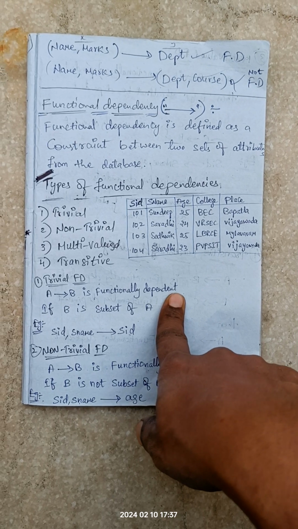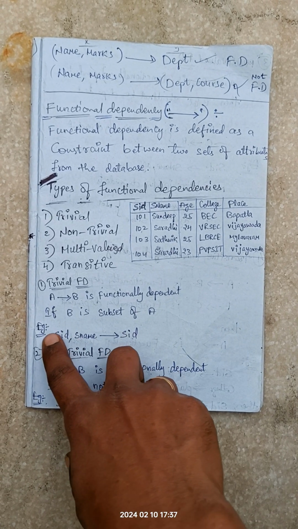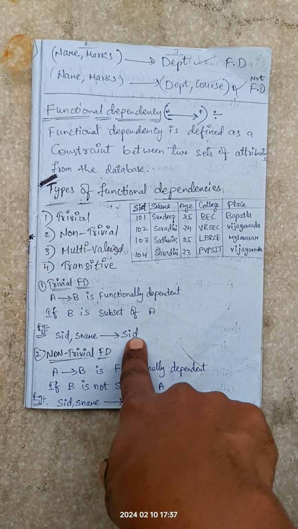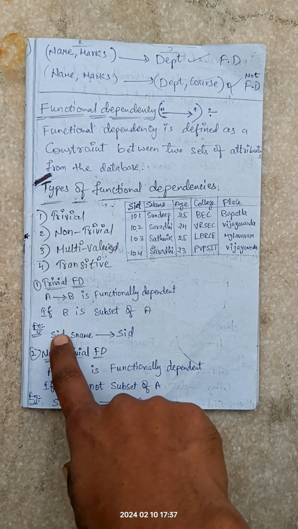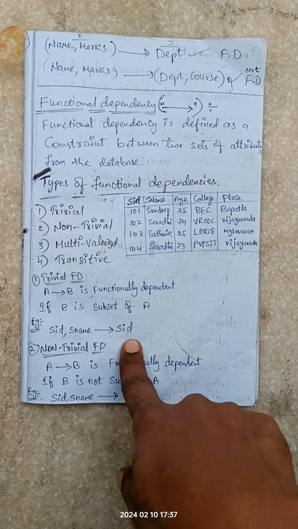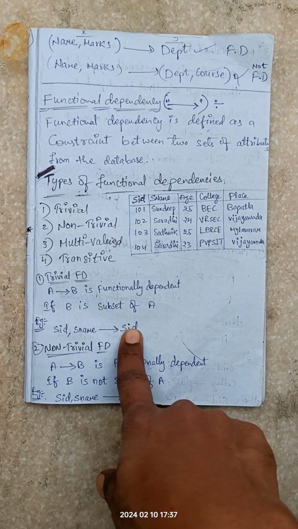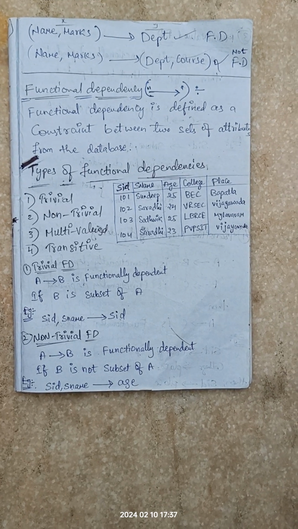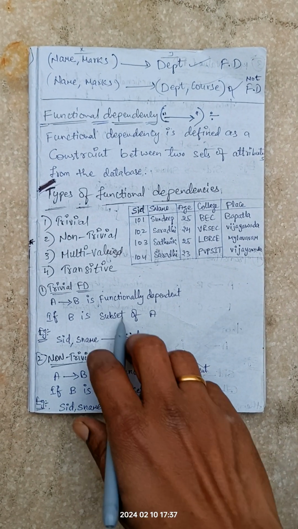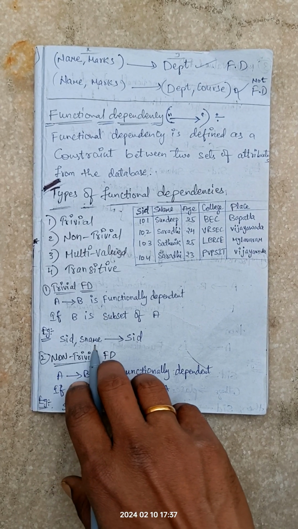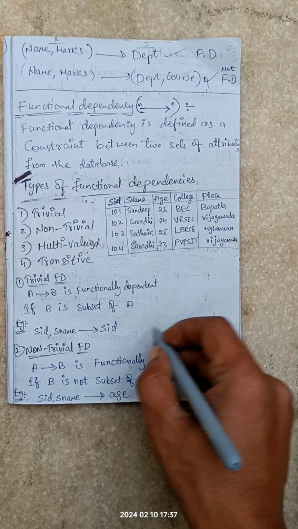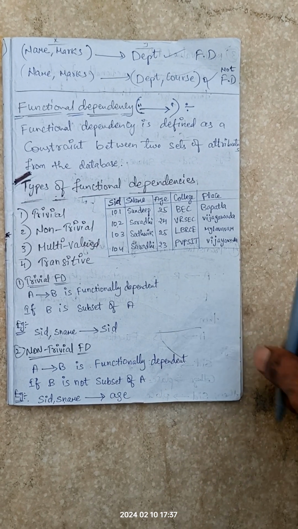That means, if we take the example from this table, you should write this example in the exam compulsorily. Student id comma student name tends to student id. So this is functionally dependent. I have not written it here, but you should write here: sid comma s name tends to sid is functionally dependent.